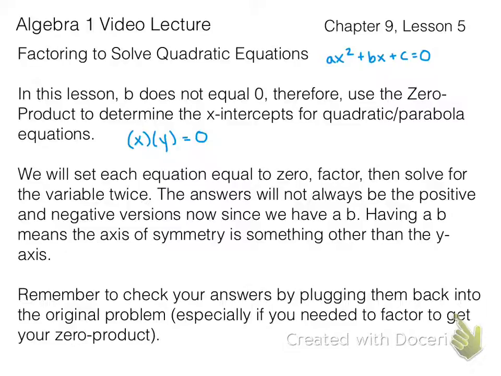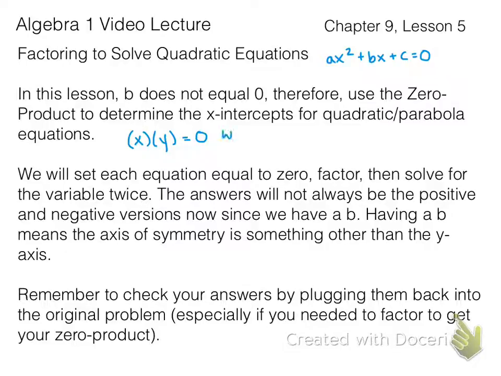All right? So the answer will not always be the positive, negative versions now since we have a b. Having a b means the axis of symmetry is something other than the y-axis. And remember to check your answer by plugging them back into the original problem, especially if you needed to factor to get your zero product in the first place.